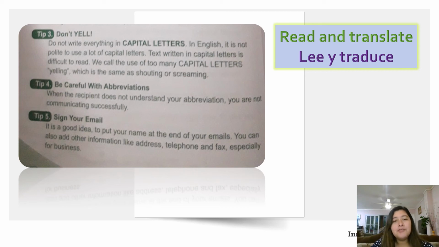Very good. After reading the 5 tips, it's your turn for reading and translate. Ahora que se han leído los 5 tips, es tu momento para leer y traducir. Let's continue.